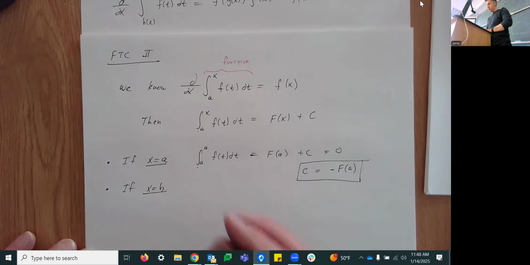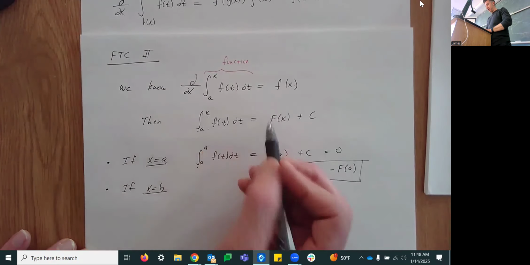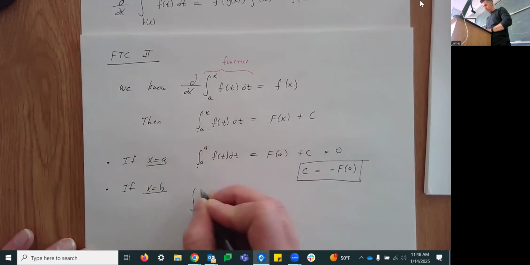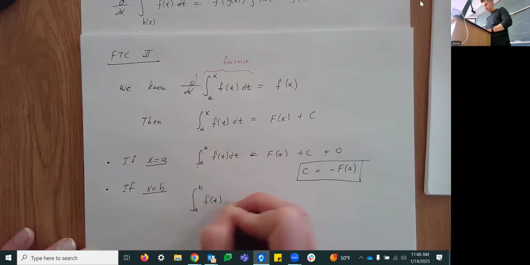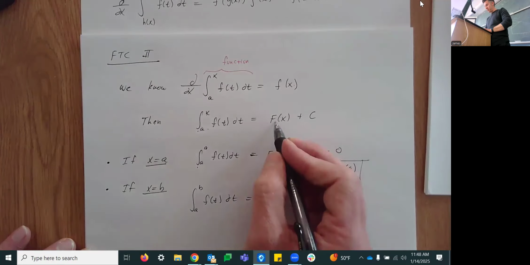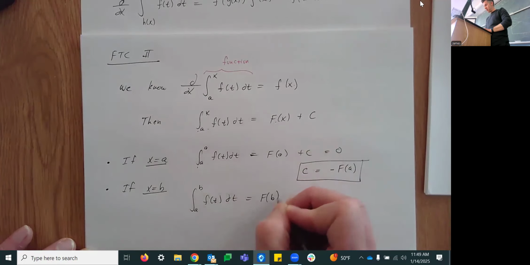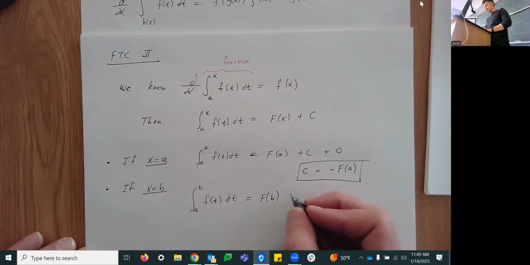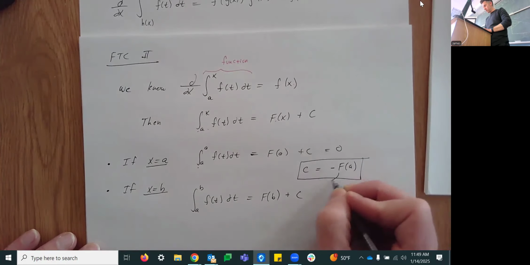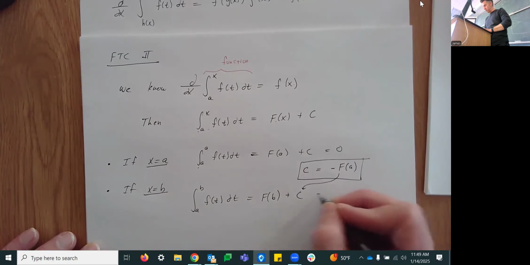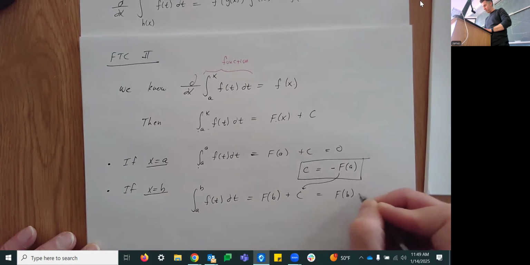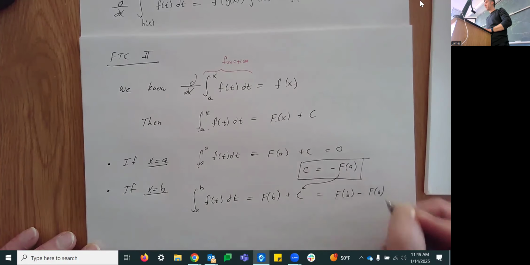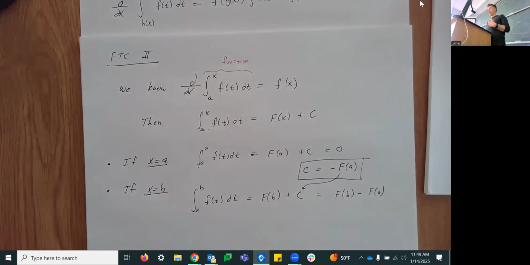Well, then, just plugging in b for every x, we get the integral from a to b of f of t dt equal to capital F of b plus c. But c is that right there. So we actually get that it's equal to capital F of b minus capital F of a, which is exactly what the second part of the fundamental theorem of calculus says. Kind of tricky, right? It is a little tricky.